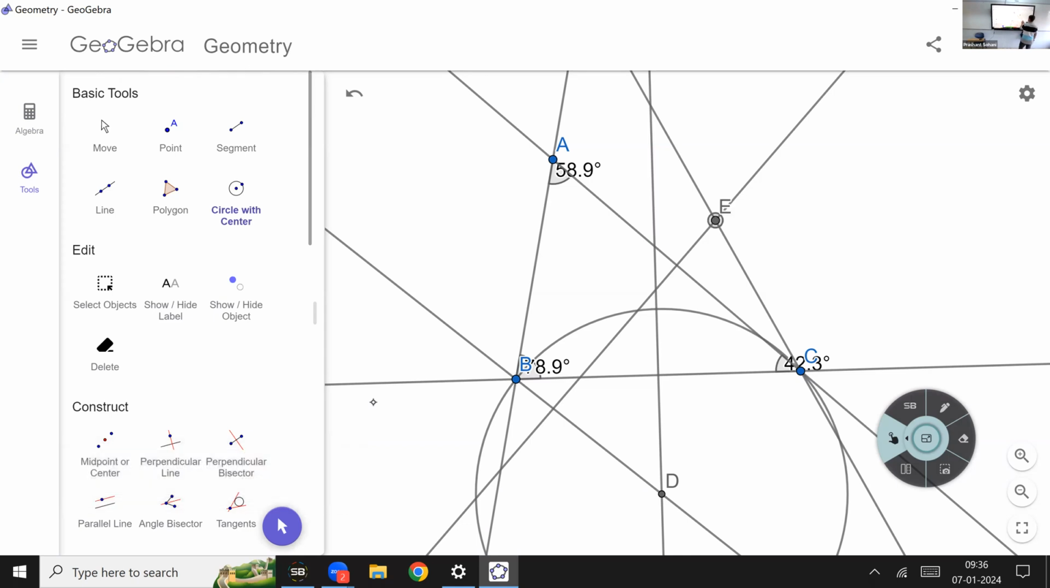Okay, so wherever these two circles meet, it doesn't look like it has done the right thing. I don't know. It doesn't look like the right point.